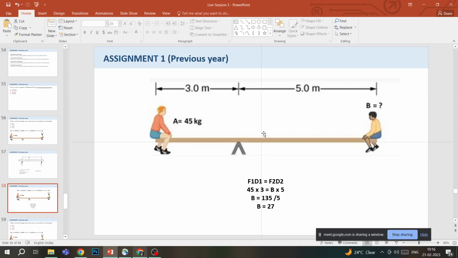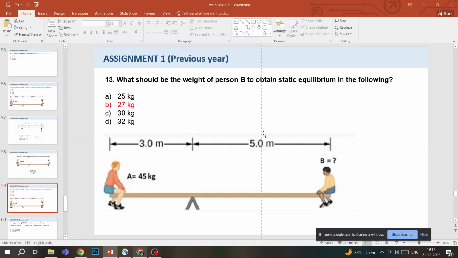So F1 D1 equals F2 D2. F1 is 45 and the distance is 3 meters from the pivot, and B we don't know, and the distance is 5 meters from the pivot. And when you solve this, it becomes 135 divided by 5, carrying over 5 to the other side, and then you get B equals 27. So the answer would be 27.